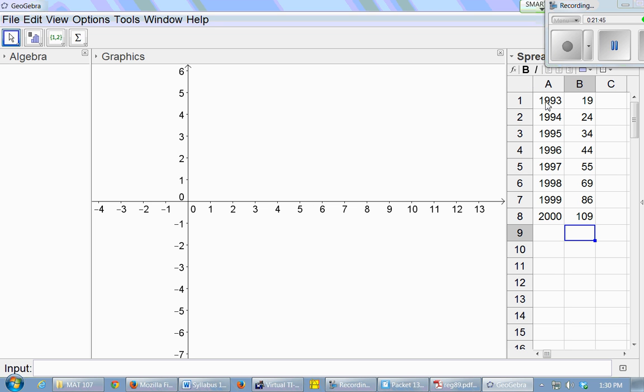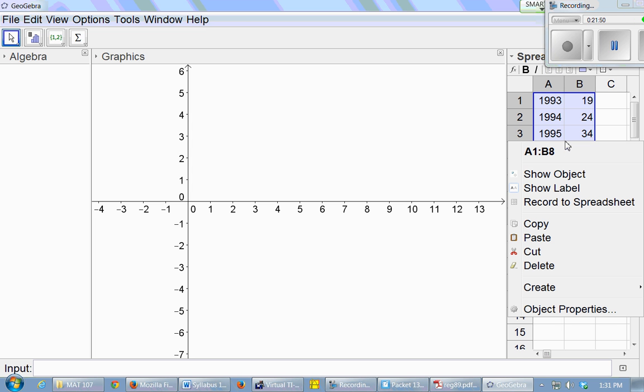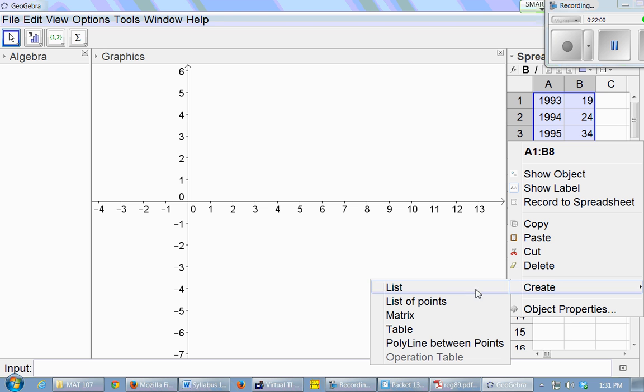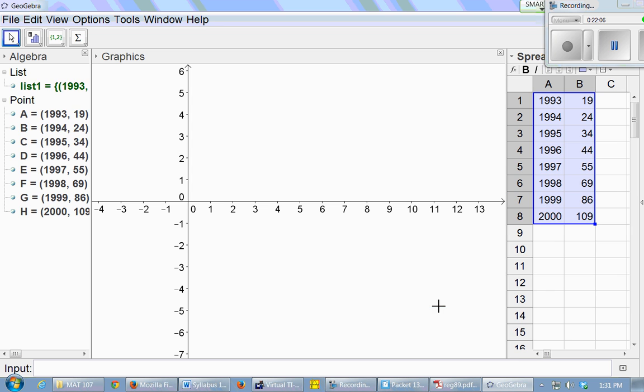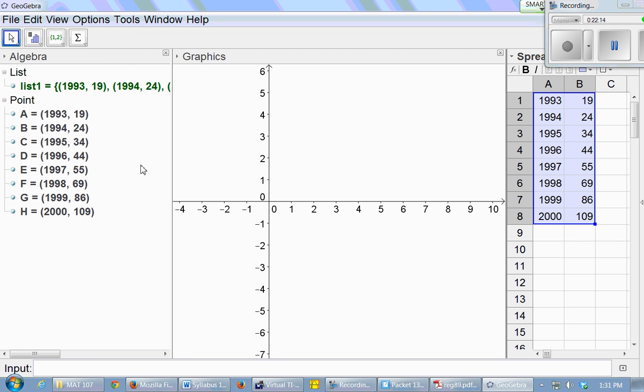Then you highlight all the data. So just highlight all the data, right click. If you have a Chromebook, a right click is a 2-finger click. Push down with 2 fingers at the same time. And go to Create List of Points. So right click, Create List of Points. And it has all my points over here and a list of all my points. I can expand this so you can see this is a list of all my points.